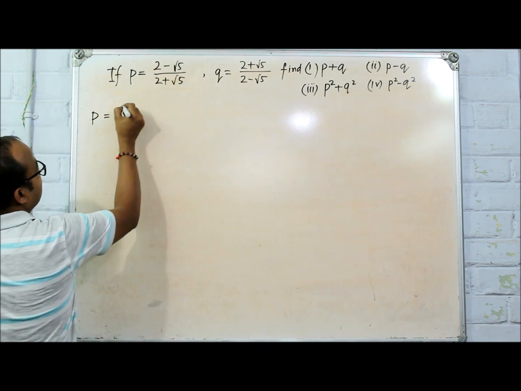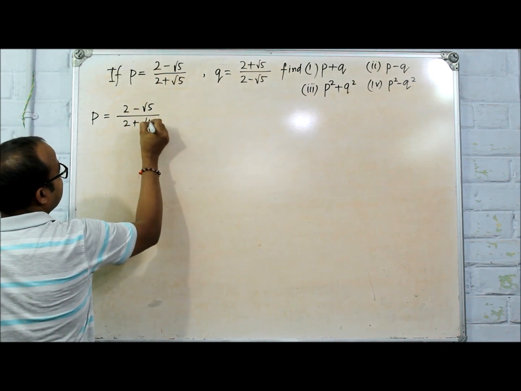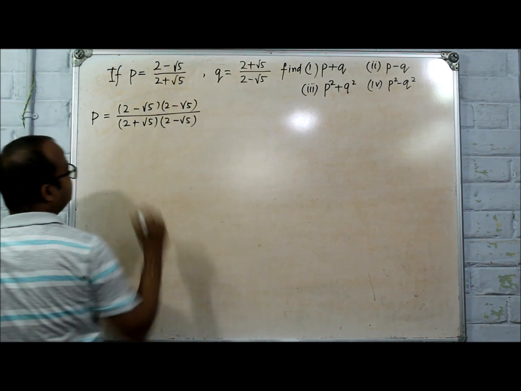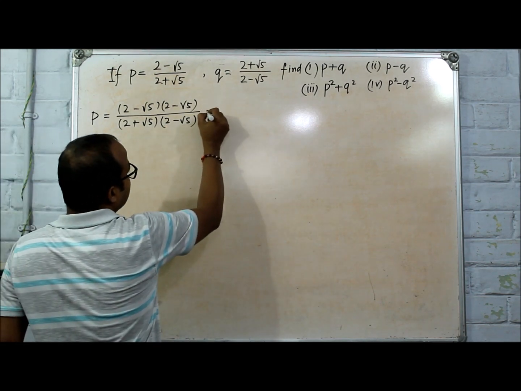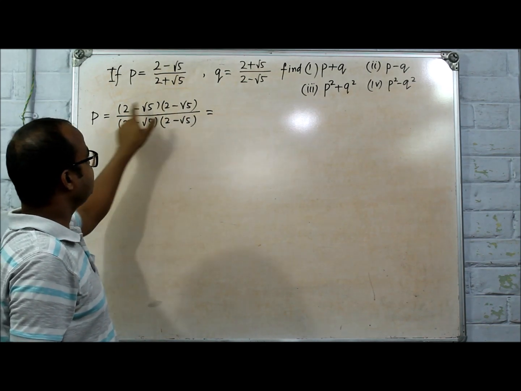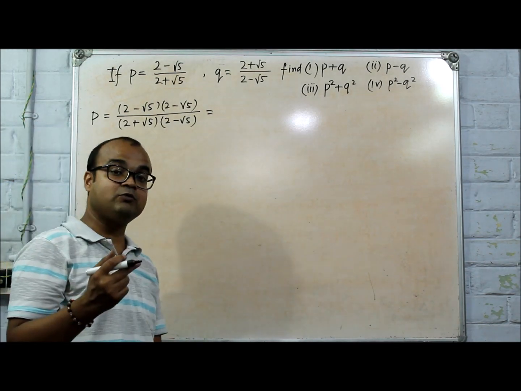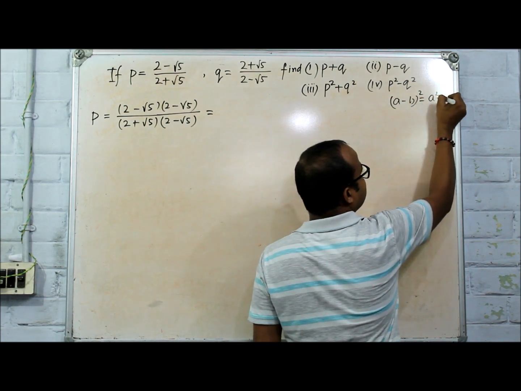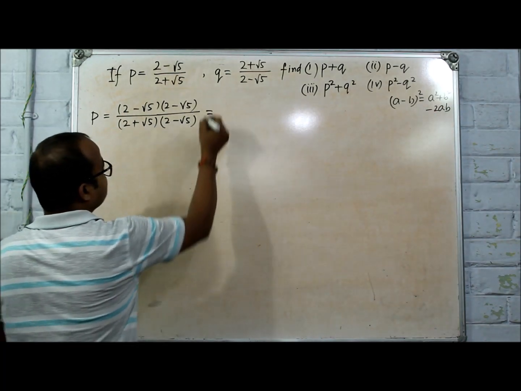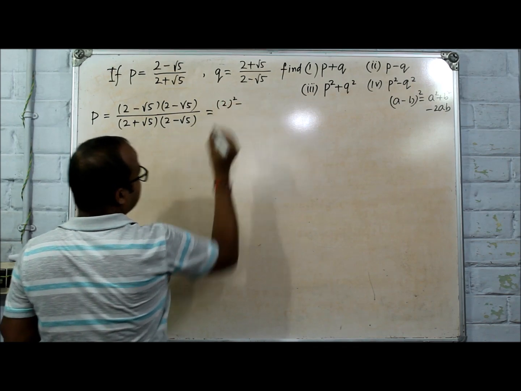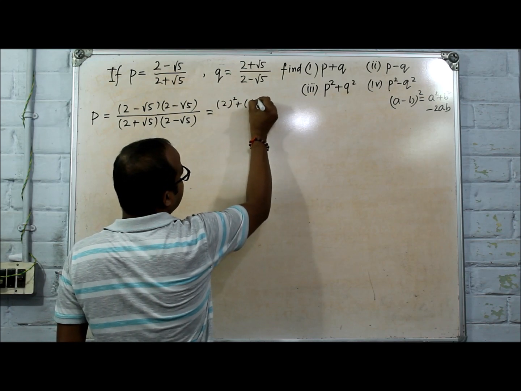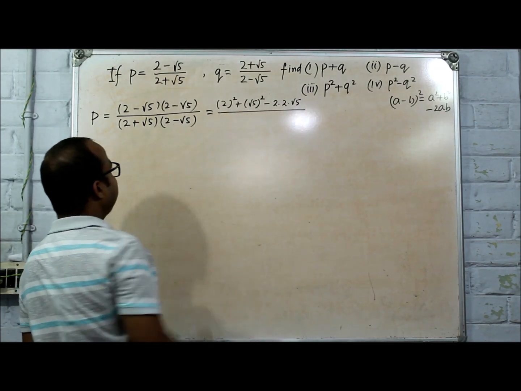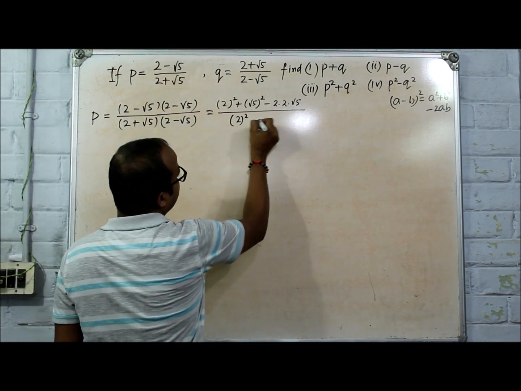So p is given as 2 minus root 5 by 2 plus root 5. So if you rationalize it, you need to rationalize by 2 minus root 5. Denominator, we are rationalizing the denominator. Numerator, a minus b, same term, 2 minus root 5, 2 minus root 5. So we are applying the formula of a minus b square. A minus b square formula. So this will be equal to a square plus b square minus 2ab. So a square, that means 2 square plus b square. So plus root 5 square minus 2 into a into b, that is 2 into root 5, by a plus b into a minus b, a square minus b square.